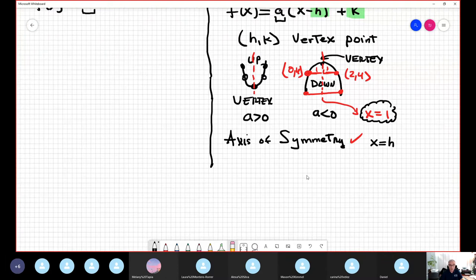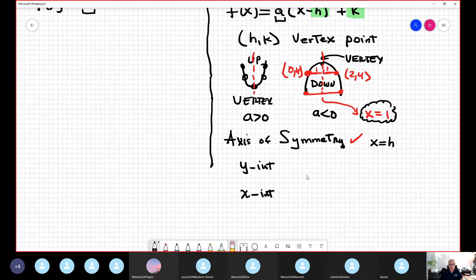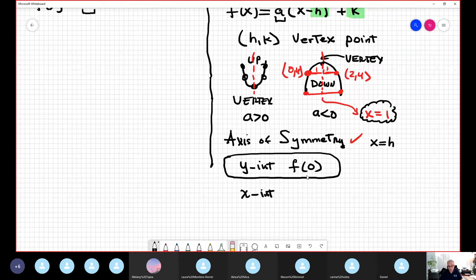Another super important point is the y-intercept and the x-intercept. I want to explain this in detail now. The formula to find any y-intercept, not only in this function but in any function, is to evaluate the function itself at zero. This is a fantastic way to memorize the formula for finding the y-intercept in any function. And we use it throughout the semester.